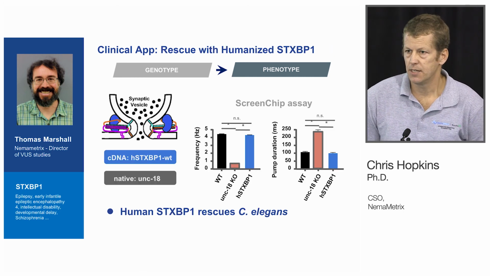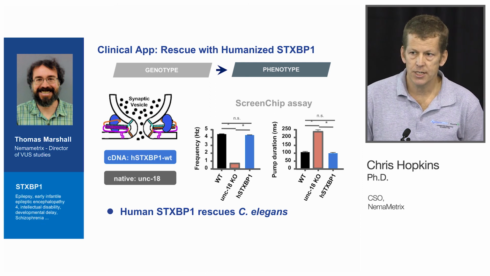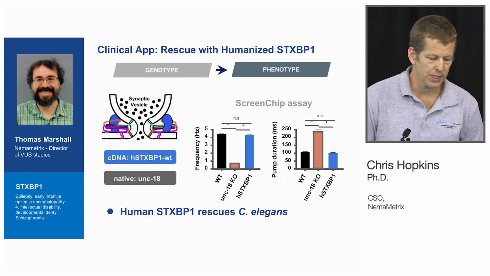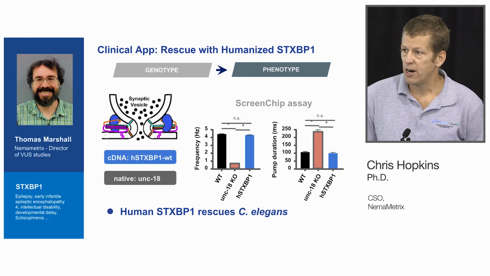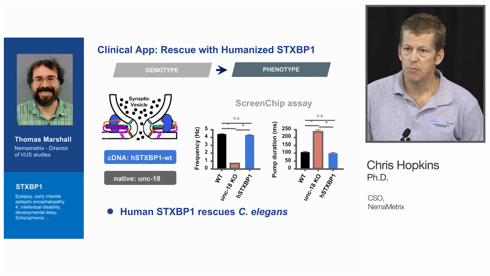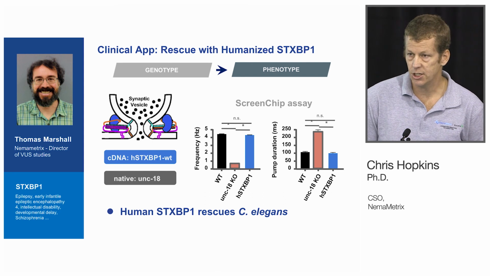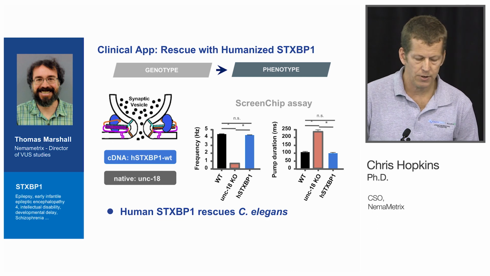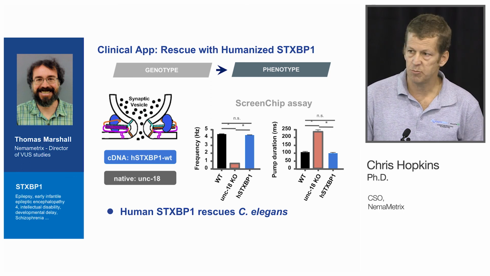Tom wanted to ask, is this really relevant to humans? And one way to establish that relevancy is with the complementation test. So Tom took the cDNA of the human syntaxin binding protein and inserted it into the animal. And then when he looked at that cDNA compared to the null animal, he saw that cDNA was capable of completely restoring pumping frequency as measured on this ScreenChip. And in another parameter measured with the ScreenChip, which is the pumping duration, the knockout allele shows a 2-fold increase in the pumping duration, but that was completely rescued with the syntaxin binding protein.